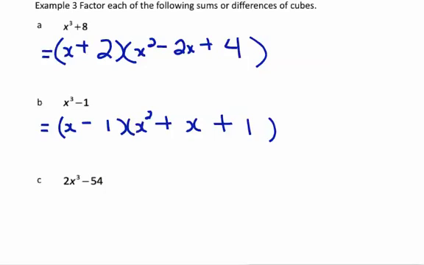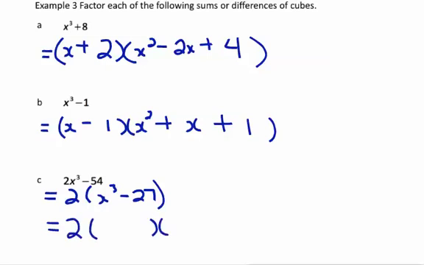C, however, we can't take the cube root of 2x cubed, we can't take the cube root of 54, but if we take a look and we pay some attention, we have a common factor to both of those terms, which is 2. So if we take the 2 out to begin with, we have x cubed minus 27, which is going to be a difference of cubes because the cube root of 27 is 3. So now to factor this, the 2 is going to carry down.